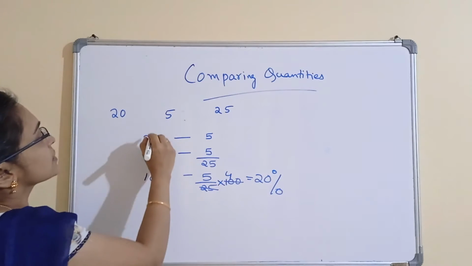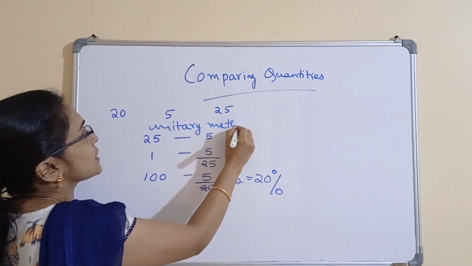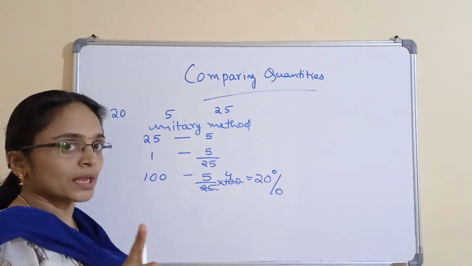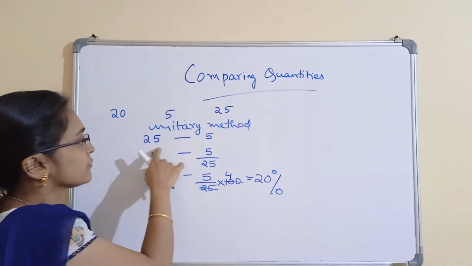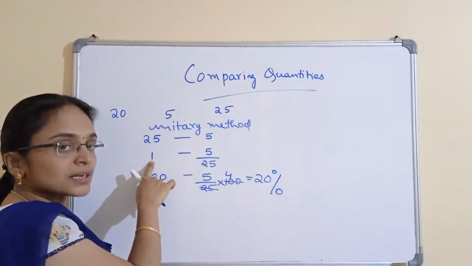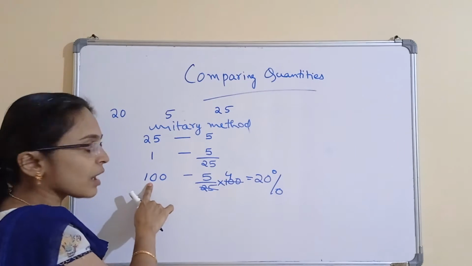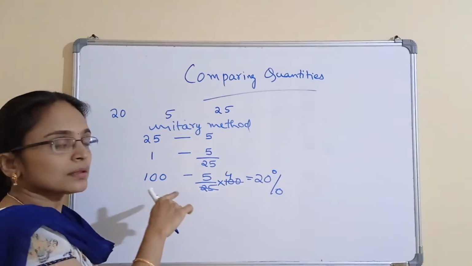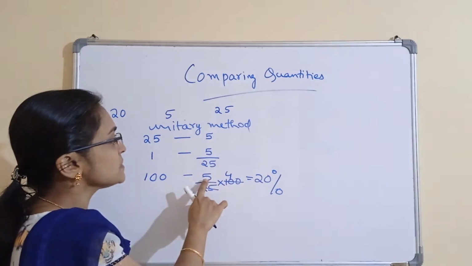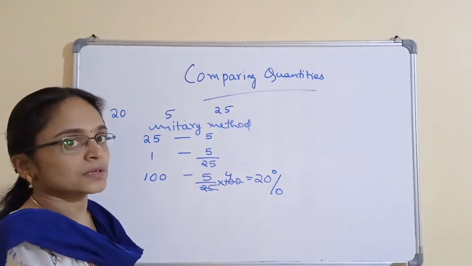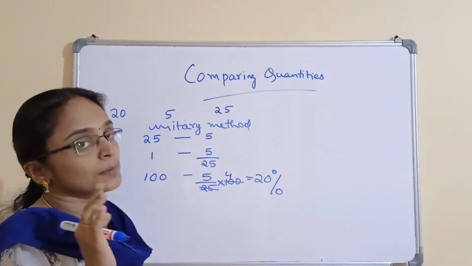So this is nothing but the unitary method. Unitary method means we are considering in terms of 1. So if there are 25 fruits, out of these 25 fruits, 5 are oranges. So if there is one fruit, then 5 by 25 will be oranges. So if there are 100 fruits, how many oranges will be there? 5 by 25 into 100. That is, 25 will go in 100 4 times and 5 into 4 is 20%. So you can do it by any of these methods if you are asked to find the percentage.